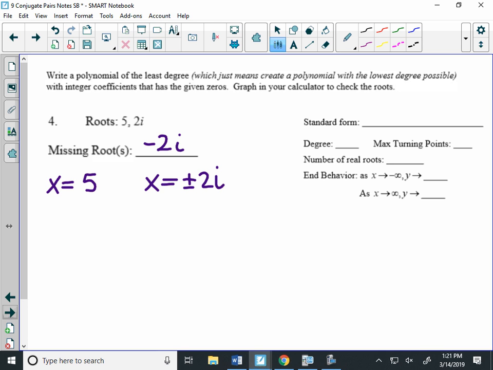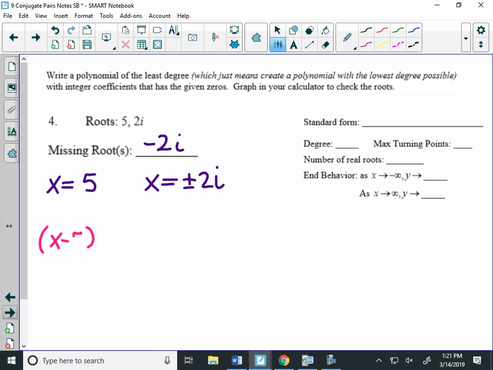Now, the reason I wrote them like that is because we need to figure out what factor gave us 5 and what factor gives us 2i and negative 2i. So here's what we do. Technically, you guys know this already, but what factor in parentheses would you write for x equals 5? x minus 5.